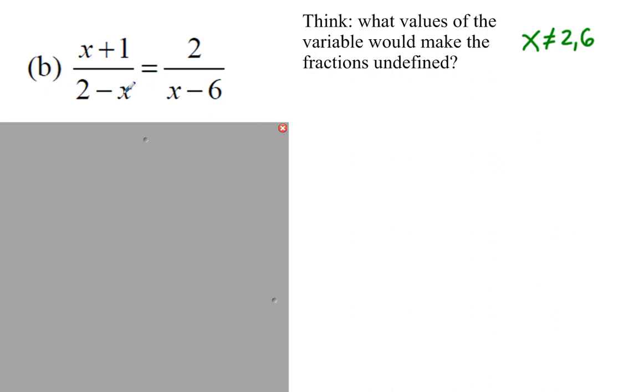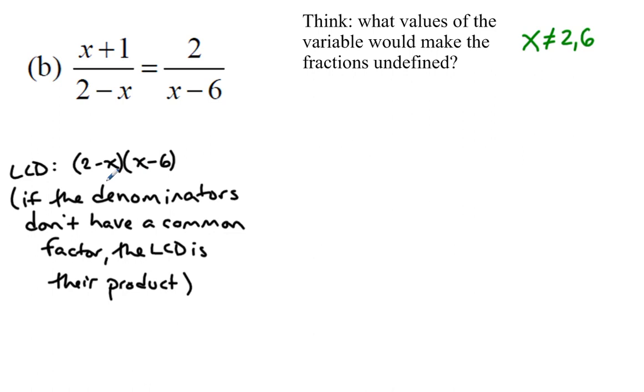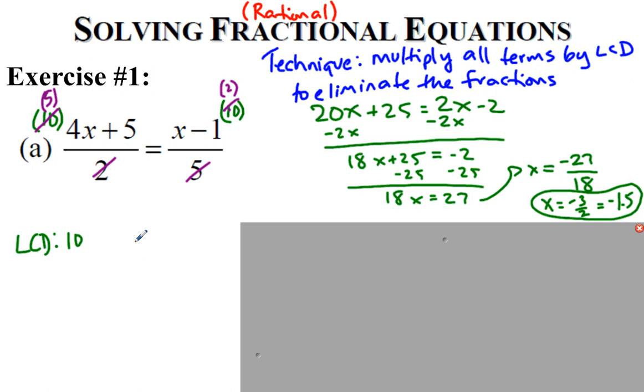Here, think about what your LCD would be. Well, there's no way to factor 2 minus x, and there's no way to factor x minus 6. So simply, the LCD is just the product: 2 minus x times x minus 6. So jot this down, please. If the denominators don't have a common factor, the LCD is just their product, just like it was up above. 2 and 5 don't share a common factor, so our LCD is just the product, 10.